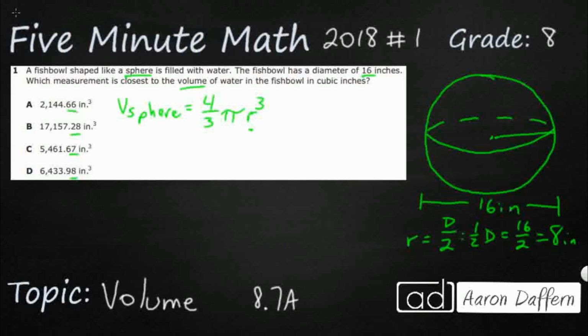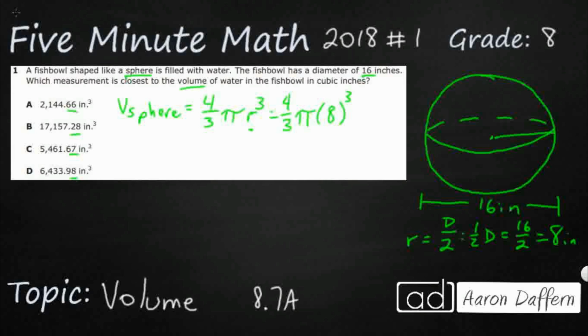And so what we're going to do is plug this in, but it can get messy on the calculator. So let's just do it a bit at a time. So let's just do this: 4/3 pi, and then let's just do the 8 cubed. Let's just break it down a bit at a time.